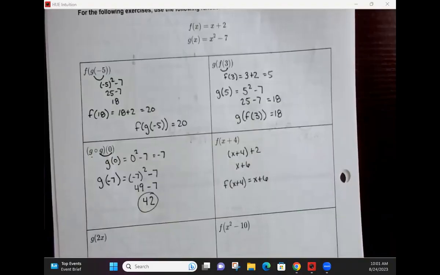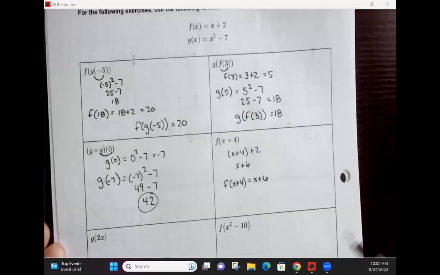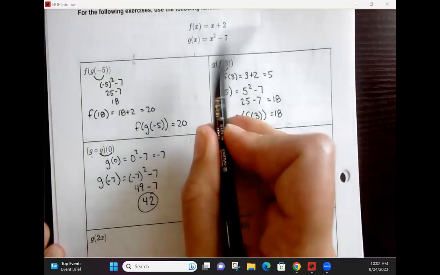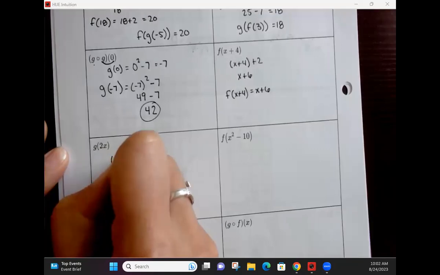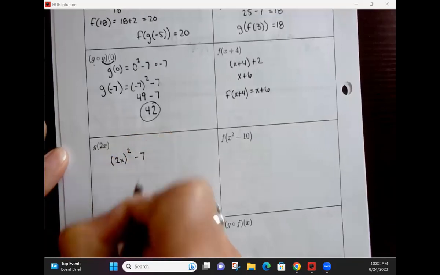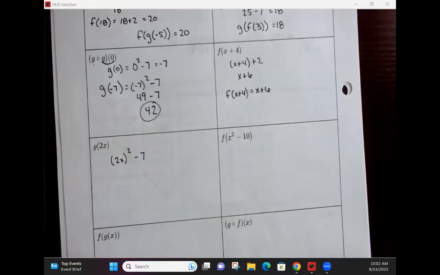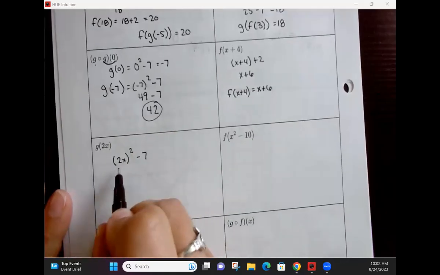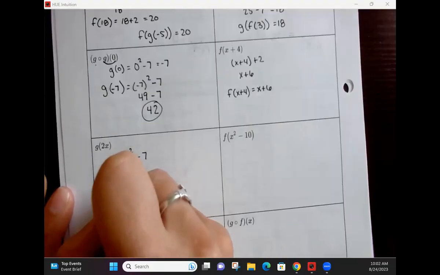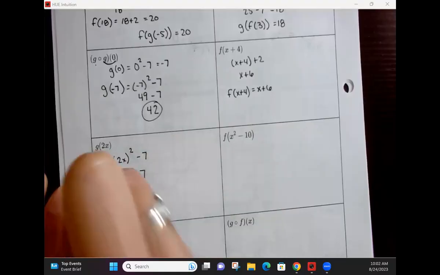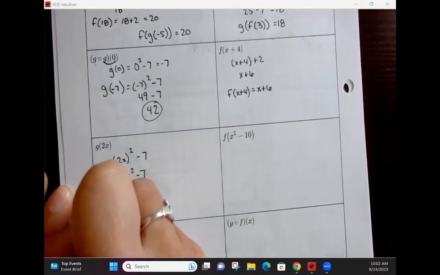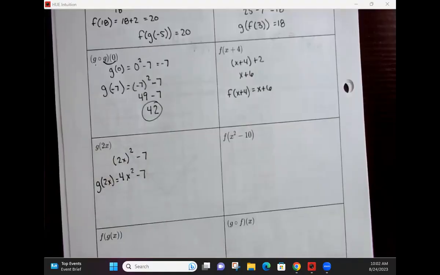Okay. We're going to do the same thing again. This time we're going to do g of 2x. So g of x is x squared minus 7. So instead of x here, I'm going to put 2x. So this would be 2x squared minus 7. Instead of x squared, I have 2x squared. Be careful when you square here. I square the 2 and get 4x squared minus 7. So g of 2x is 4x squared minus 7.